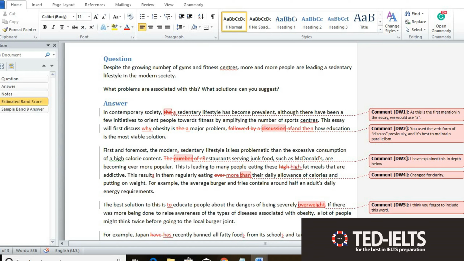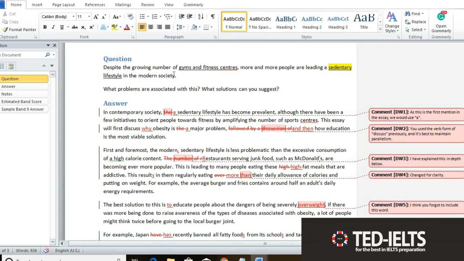So our key information here, so we're looking at gyms and fitness centers, and despite this, people are now living a sedentary lifestyle. This word here, sedentary, so this is kind of an important word for this task. Sedentary means not moving very much. If you are a sedentary person, maybe you stay at home sitting down playing computer games all day. It means you don't move enough.